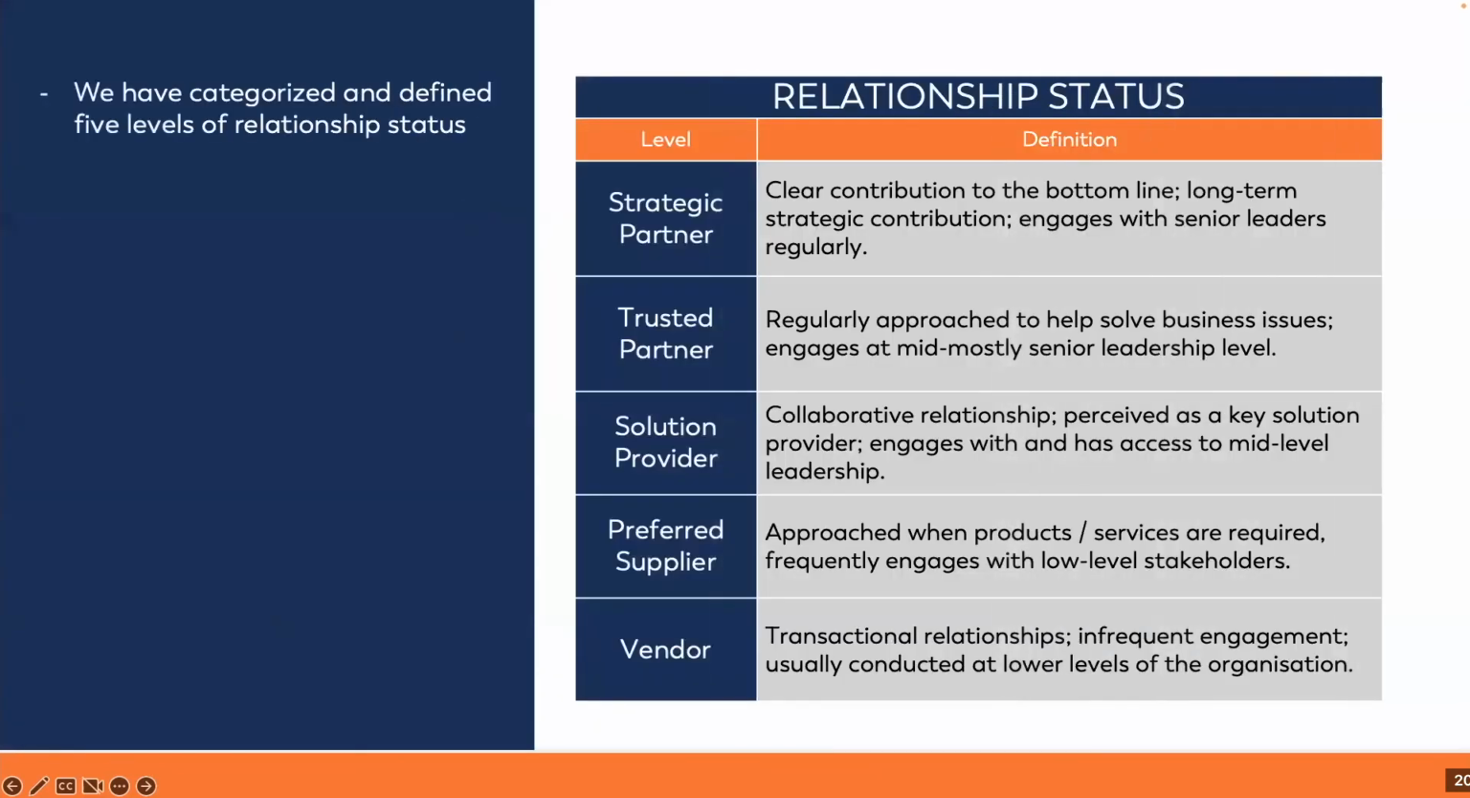So we have a relationship status scale, which you can see, which goes from vendor all the way up to strategic partner. 5 levels. Now, there's no right or wrong here. As a business, you can exist on any of these levels, and you will exist on these levels, I'm sure, with different clients. But what's important is that, first of all, your current position with a client from a strategic point of view is always going to be a starting point.